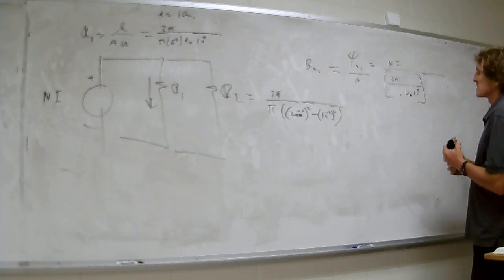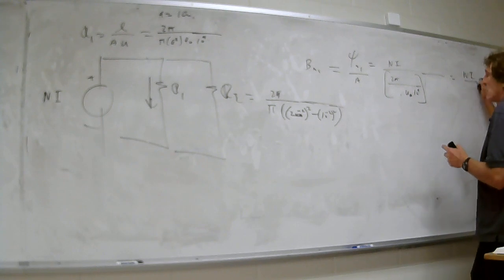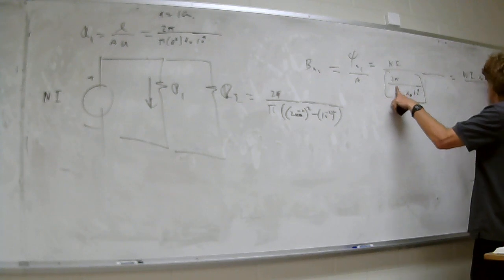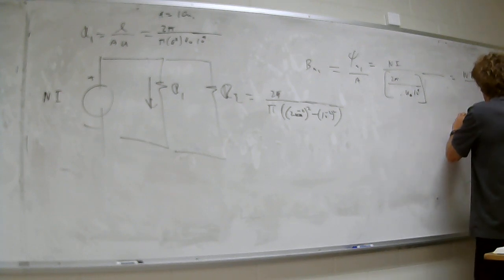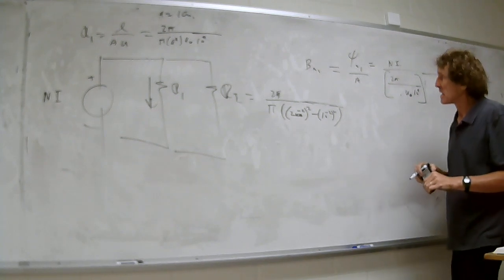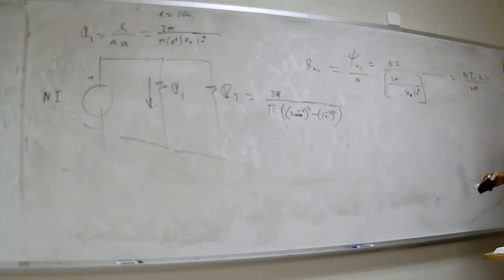Now, you can mess with this, but it should be Ni times mu 0 times 10 to the 4th, or mu relative. I'll just put mu relative for you, over 2 pi. Wait. The pi's canceled on the left. No, that's the reluctance. Never mind. This should have a 2 pi, right? I don't know if he has that answer. I'm trying to make sure I get this right.